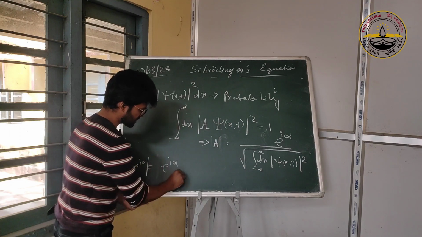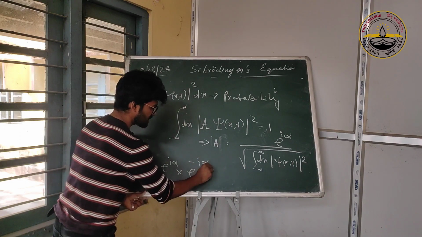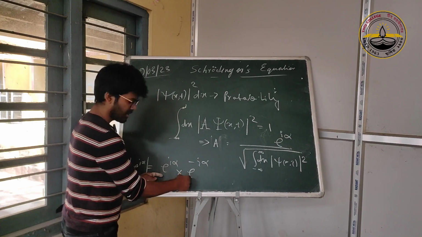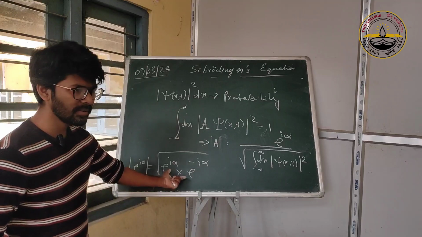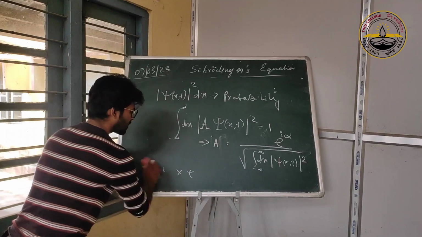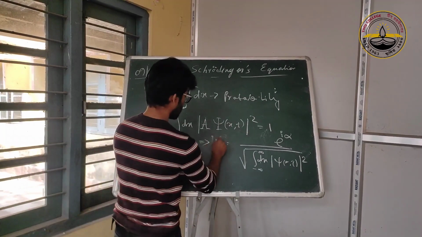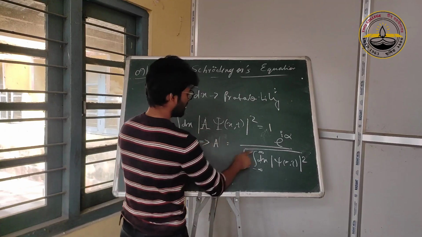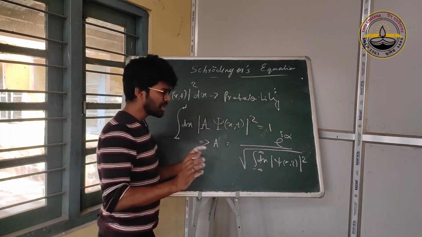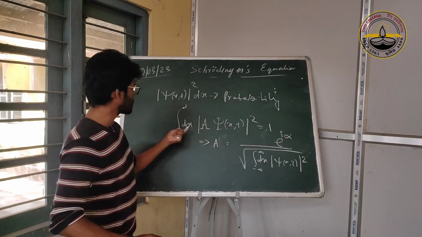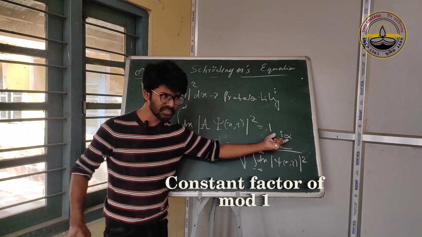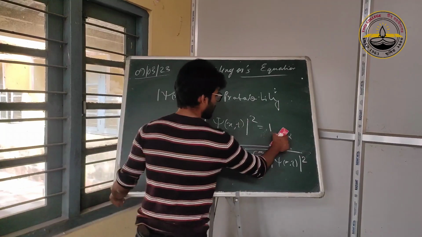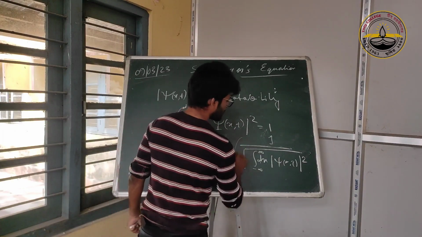Mod is this times this, like star, and then square root. So this is just what? 1. In general, if I take away the mod, this should be the 1. But it turns out this is just a constant factor to be multiplied. It does not change physics, so you can just plain ignore it. Then A becomes this thing.